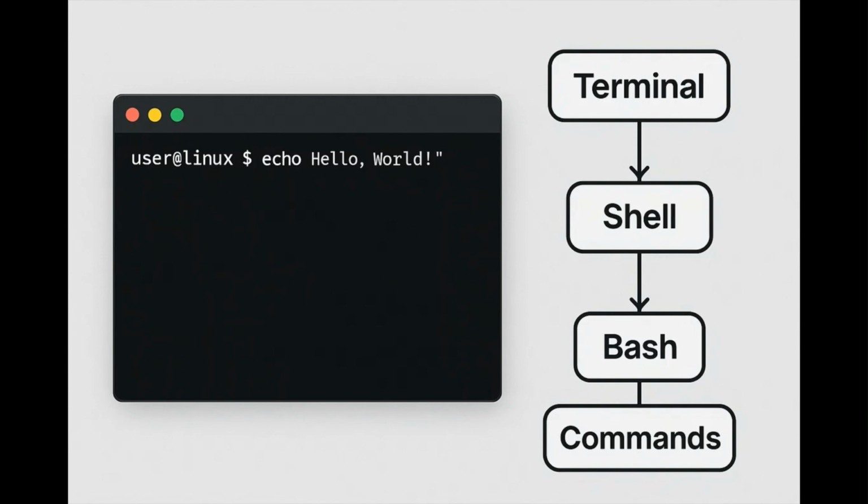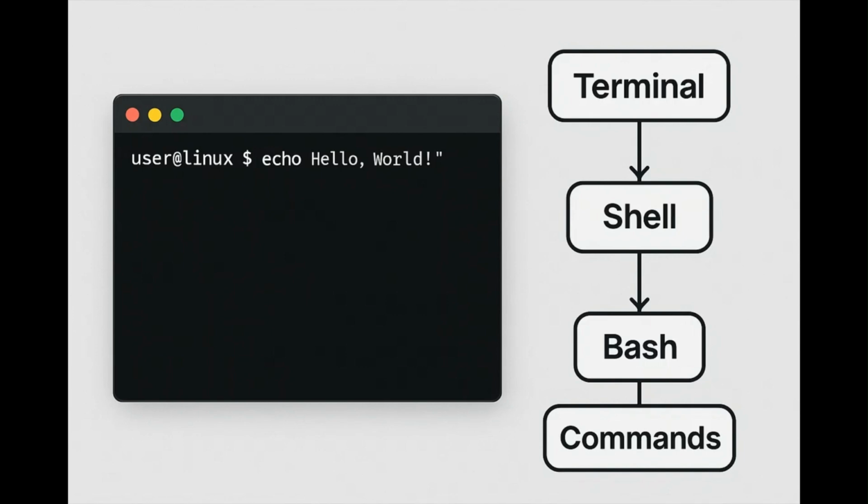Now we will try to understand the difference between a terminal, bash, and the command line. Basically, the terminal is an interface, the shell is an interpreter, and bash is one type of shell. Think of the terminal as the window, the shell as the brain, and bash as a specific personality of that brain. Command goes in, action comes out. I will try to break down the difference more with a simple analogy.